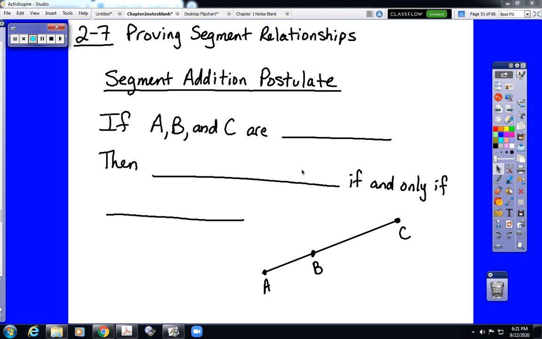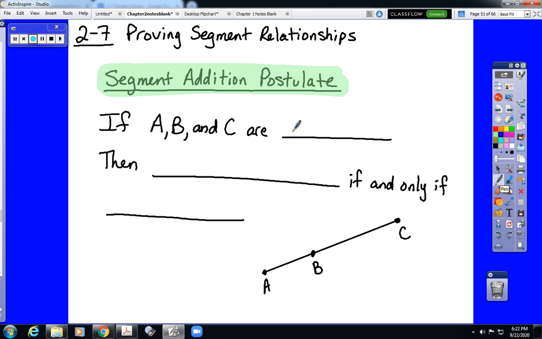Again, the word postulate means that this is a geometric fact. We do not have to prove it. It is considered to be true already. Okay? The segment addition postulate. So this is something that we're going to be able to use in proofs, but we're also going to use it without it being in a proof. So it reads as the following.